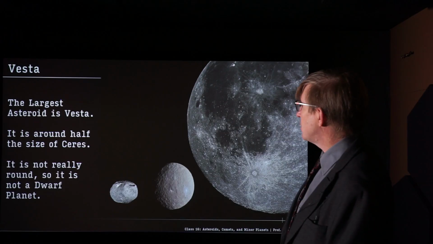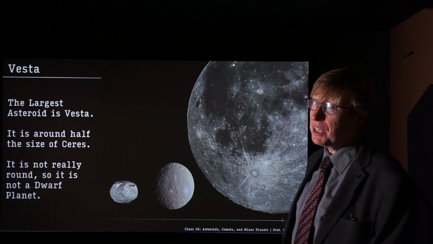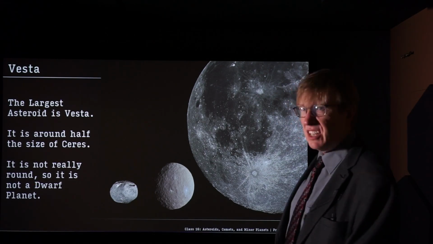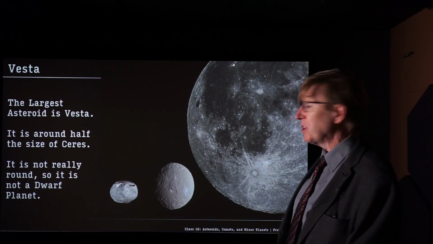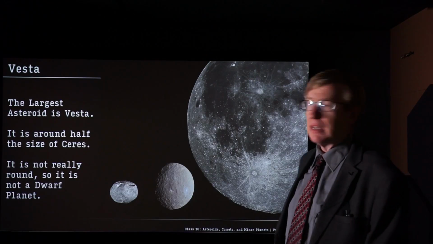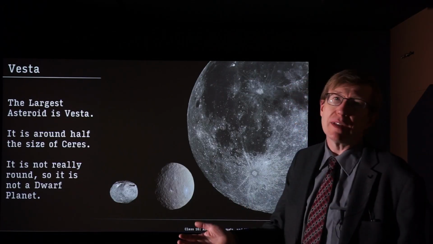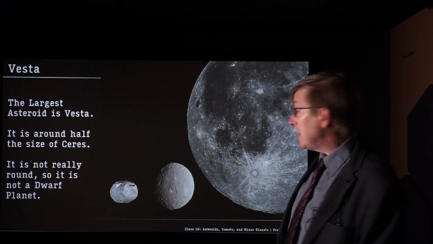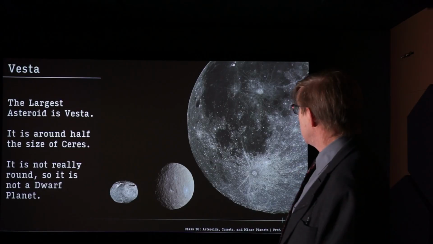Vesta is the largest asteroid. It's around half the size of Ceres. It's not really round, so we don't call it a dwarf planet. To be a planet, it needs to be good and round, and Vesta really isn't. Therefore, we don't call it a dwarf planet. We call it the largest of the asteroids. You could say maybe it's round enough, but no, we're going to say it's not. These are just names. So if you really want Vesta to be a dwarf planet, you can have an argument with the IAU. In the meantime, we'll call it the largest of the asteroids.